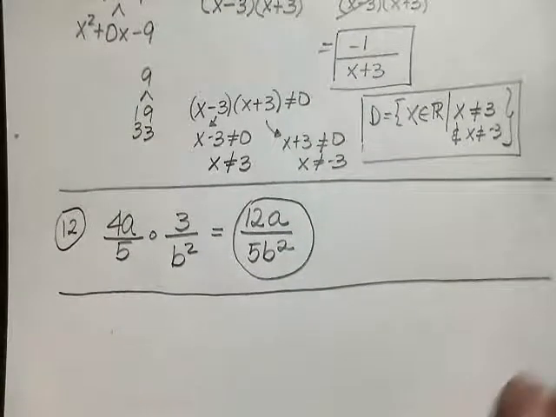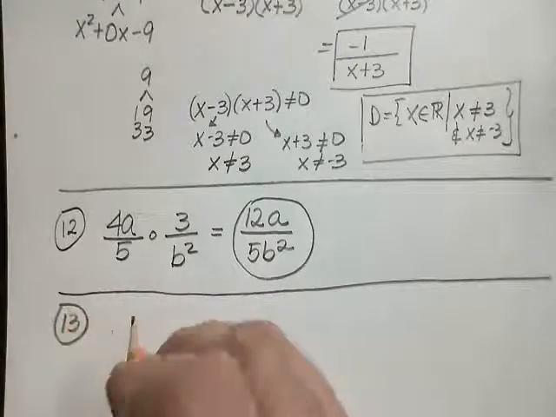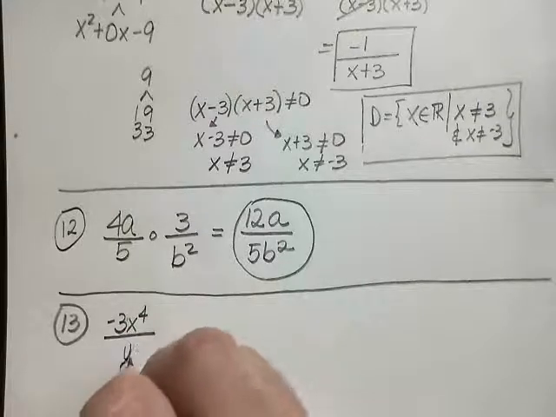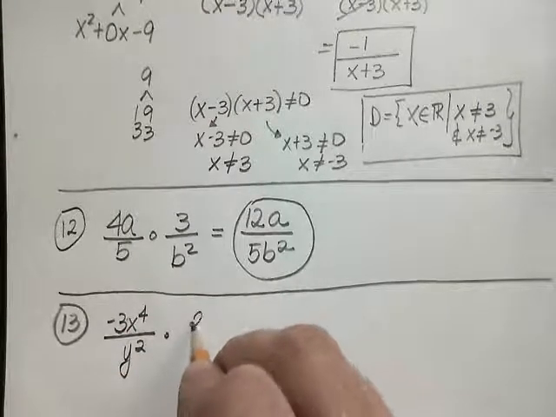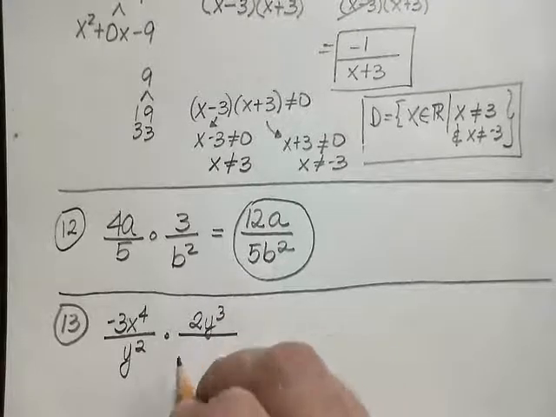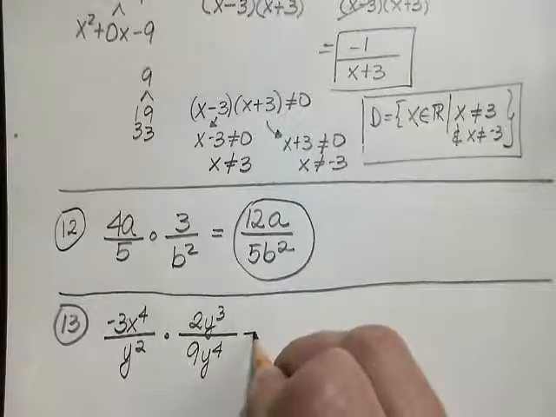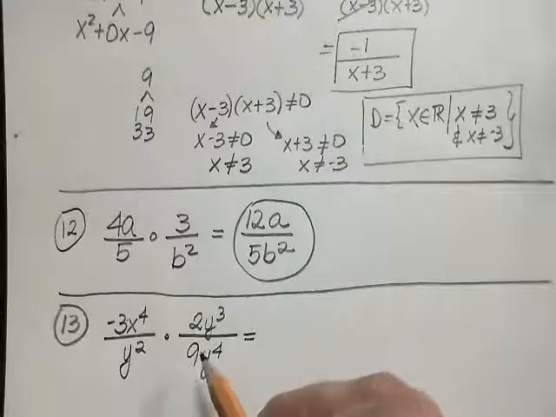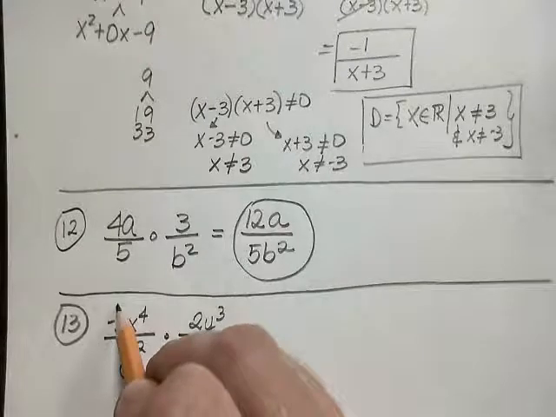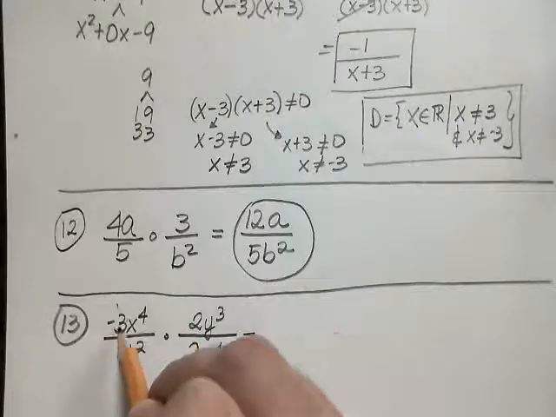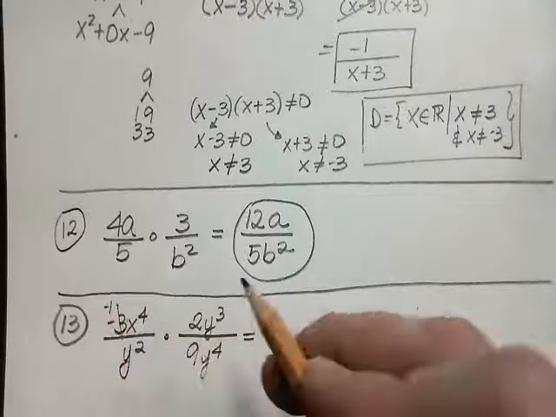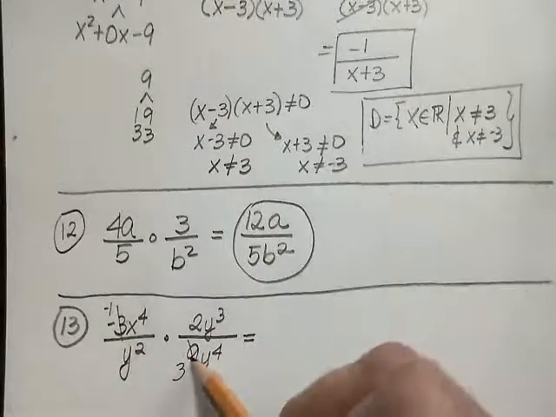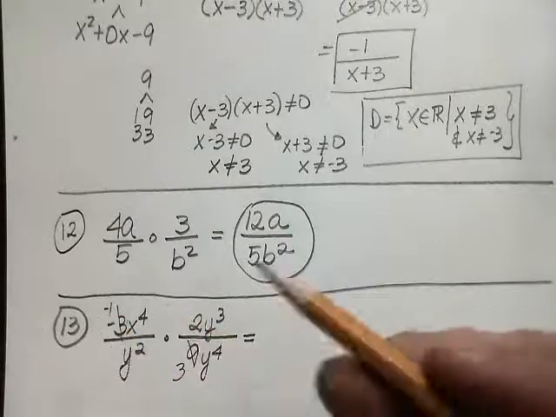So that's my answer for number 12. Alright, let's go ahead and do number 13. Number 13 is negative 3x to the 4th divided by y squared times 2y to the 3rd over 9y to the 4th. Again, I ask, can I factor anything? No. Can I cancel anything? Yes, the 3 can cancel and the 9 can cancel, because 3 goes into negative 3 1 time, and 3 goes into 9 3 times. In other words, 9 divided by 3 is 3, negative 3 divided by 3 is negative 1.